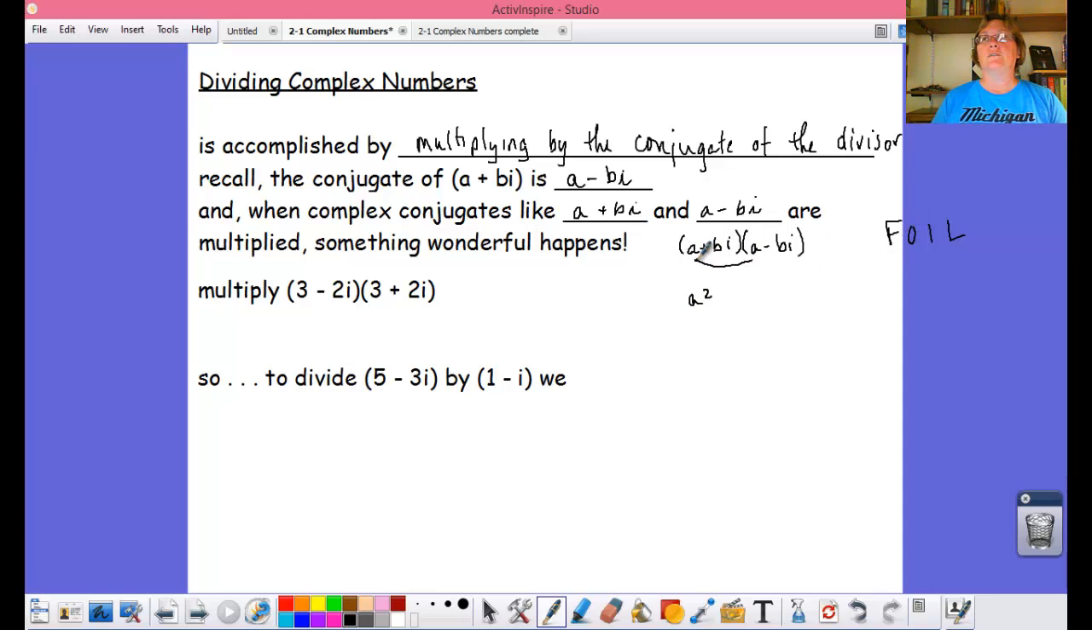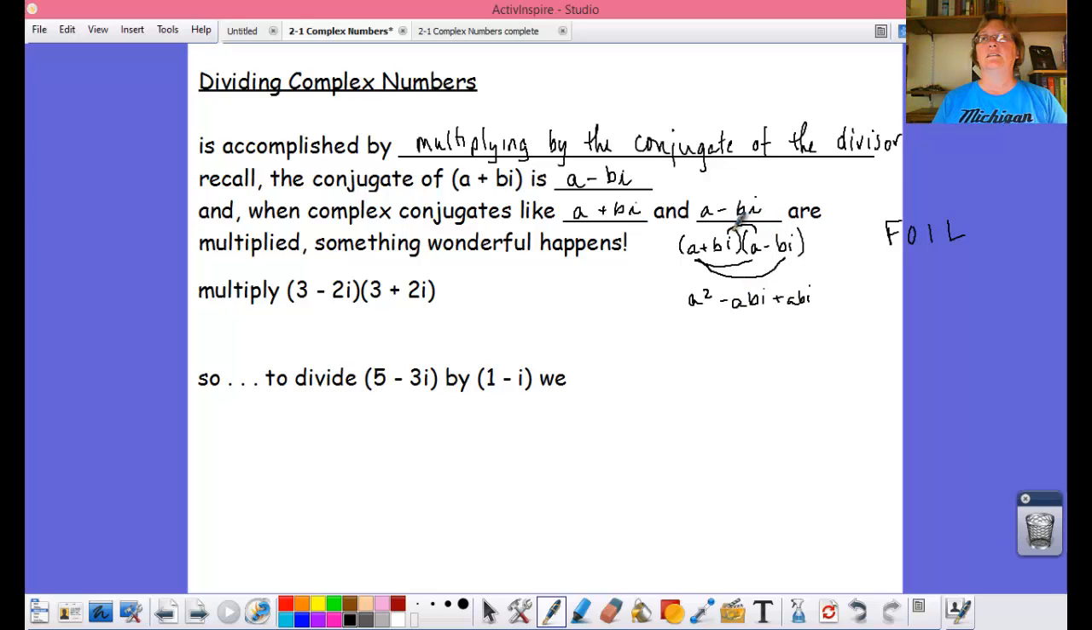The O stands for outer or outside. And when you multiply there, you get negative ABi. The I stands for inside terms or inner terms. That's a positive ABi. You can see that those are going to knock each other out.